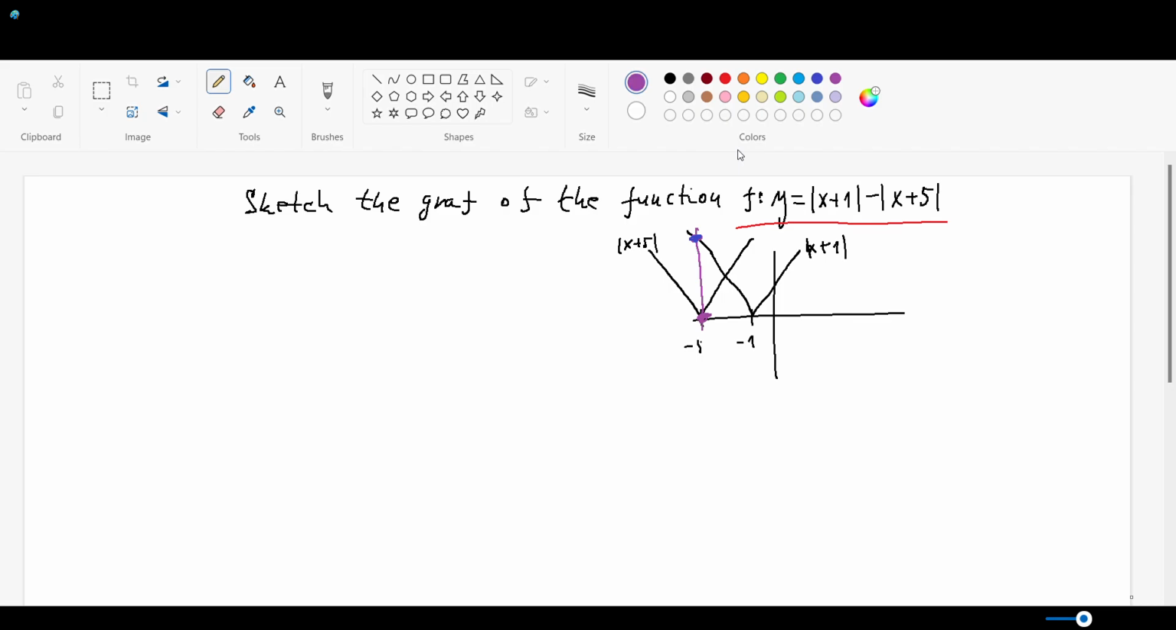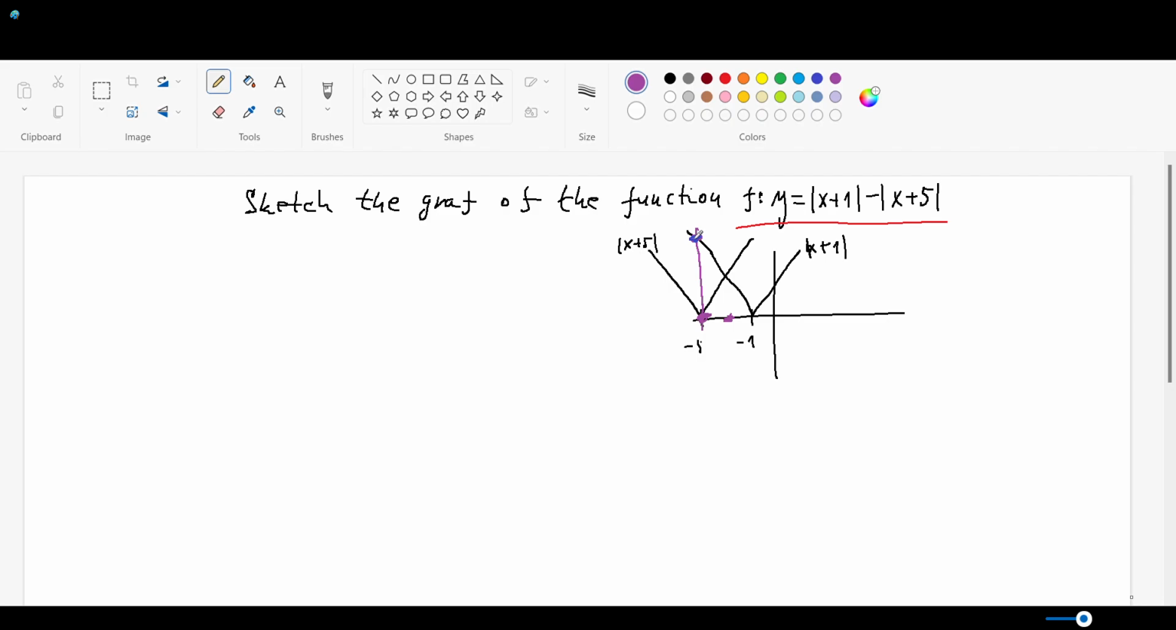Then imagine that you have to do it, for example, for this point. What will happen? You take the value of this function, take away the value of this function. This is the value of the first, and this is the value of the second. If you subtract them, then the graph of the composite function should go through this point.